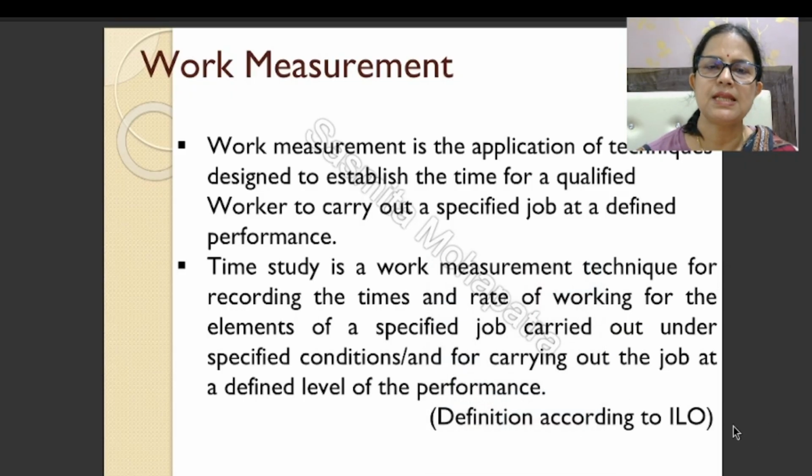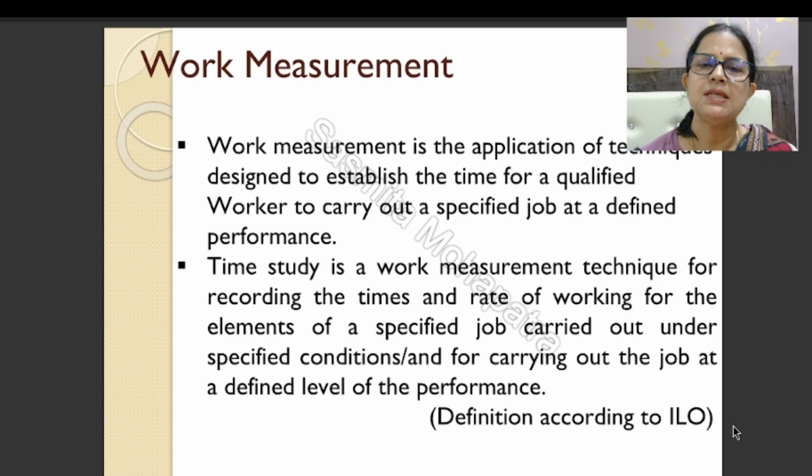Everyone. Today in this class we are going to discuss work measurement. We have already discussed in our previous class the method study of work study. The second part of work study is work measurement or time study.